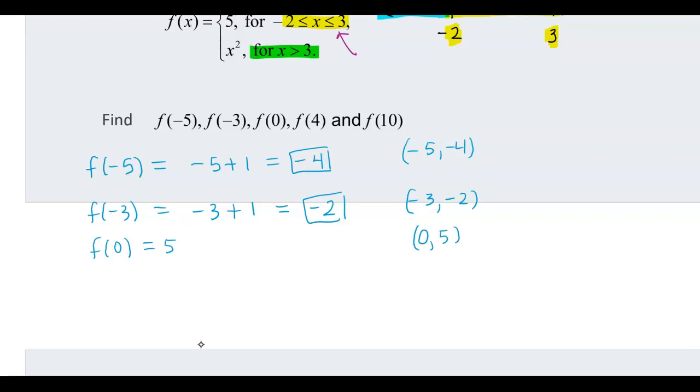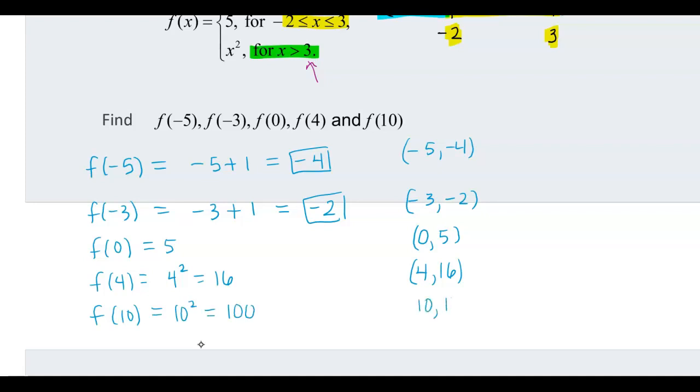The last two values, 4 and 10, fall within that last portion of the domain because they're both greater than 3. So f of 4, we're going to use the x squared, so we'll take 4 squared, which is 16. So (4, 16) is a point on the graph. And for f of 10, we'll look at 10 squared. And so we have (10, 100) is a point on the graph. All right, let's look at Desmos for just a second.